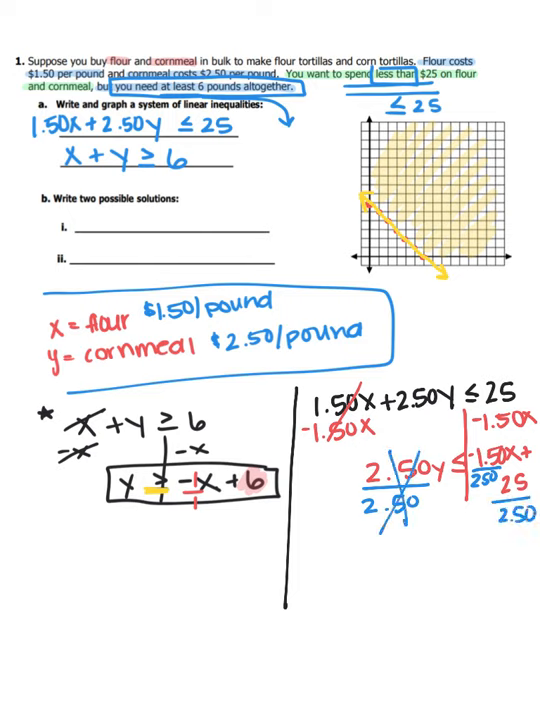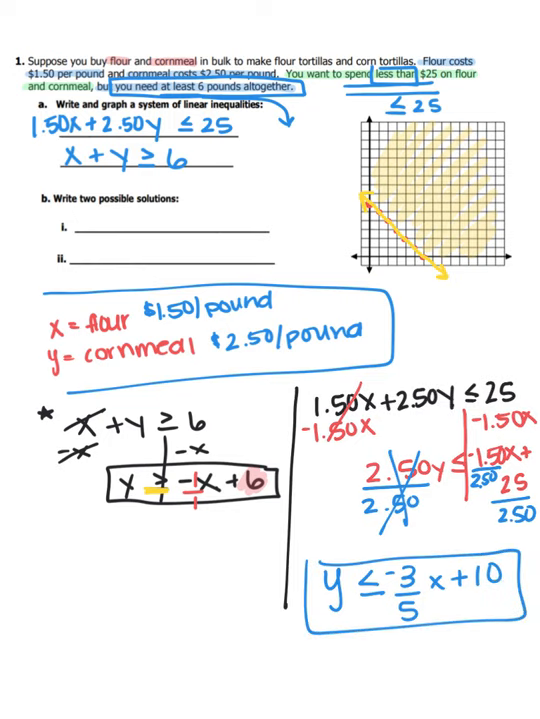So when I do that, I end up with y is less than or equal to negative 1.5 divided by 2.5. If you hit math, enter, enter, you should get negative 3/5 x. And then 25 divided by 250 is actually a positive 10. So this is our line we're going to graph.